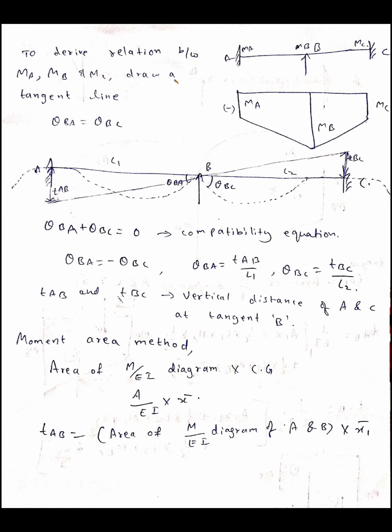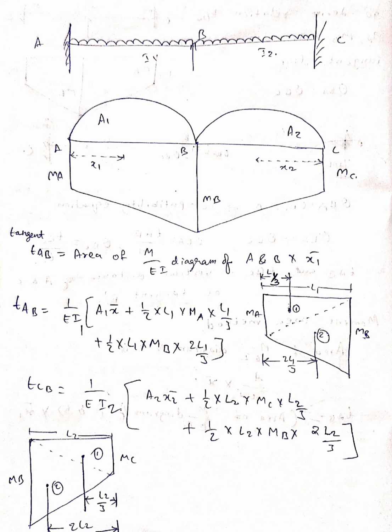So tAB and tCB are the vertical distances of A and C at tangent B. So from the moment area method, second theorem, deflection is nothing but the area of the M by EI diagram into the center of gravity distance x bar. So tAB equal to area of M by EI diagram of A and B into x1 bar. Here you can see the combined bending moment diagram for the simply supported case and fixed end moments. So A1, A2 areas, x1 bar, x2 bar, you can see in the figure. Now tAB equal to, what is the area?